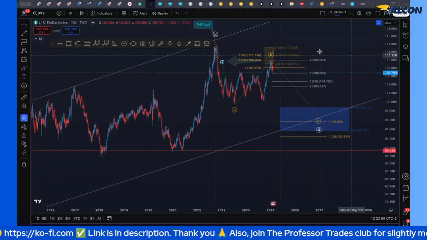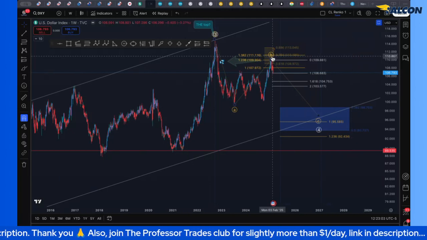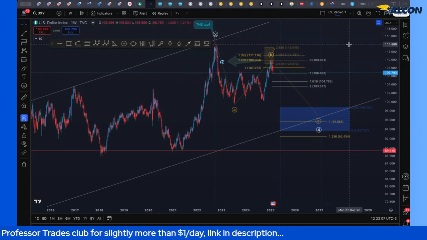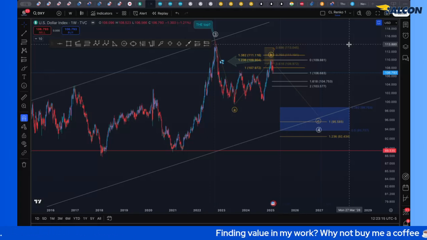Okay, so look at the dollar. A, B, possibly complete. I think so. Looking at the lower time frames, which we share in the room, the Professor Trades Club, I think it's coming down. Can you imagine another 1.5 to 2 years of a weak dollar? You know how bullish that is for a lot of different instruments?